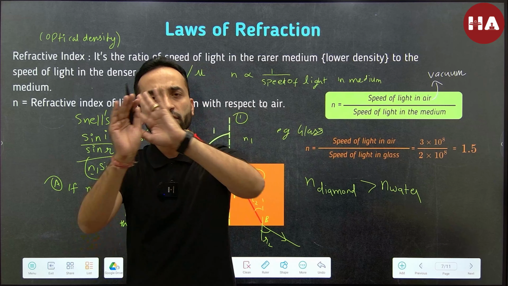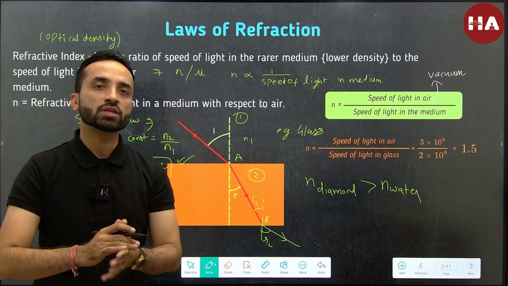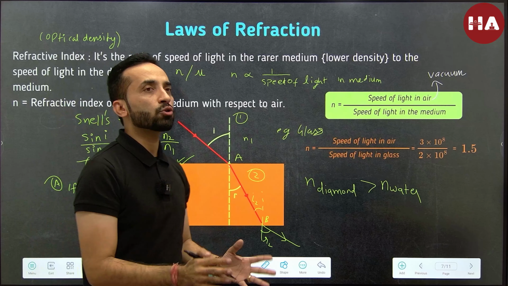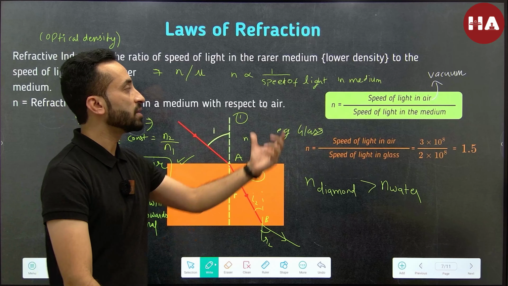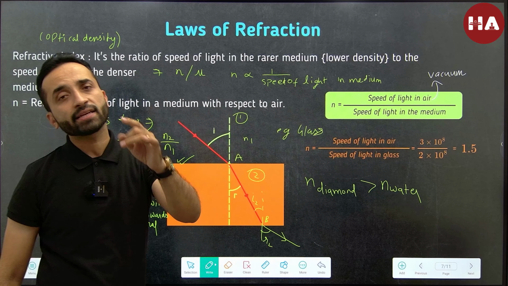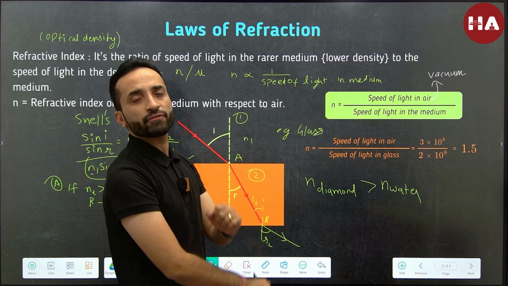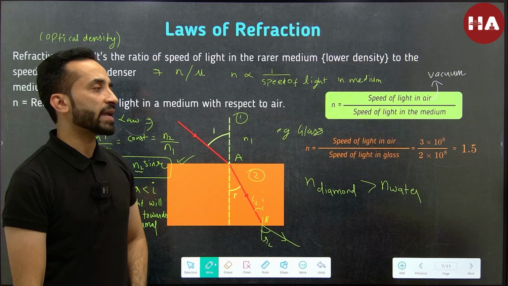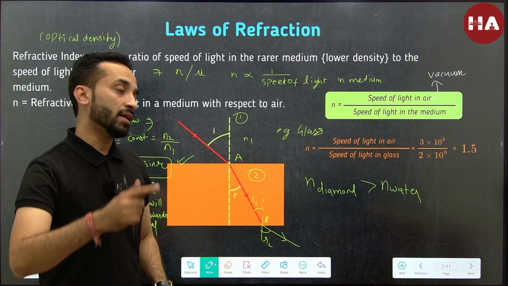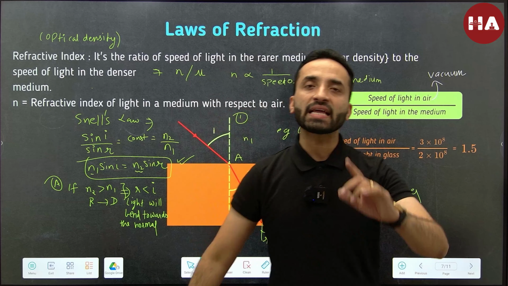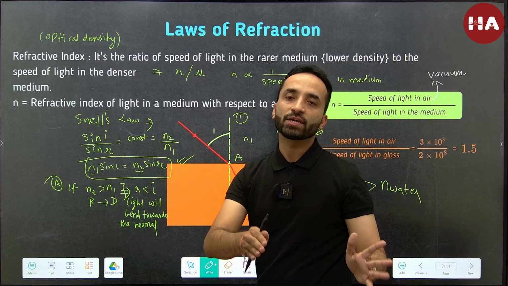Two things I will revise again because it is too much information in this one. First is how to define refractive index of a medium. It is the ratio of speed of light in air to the speed of light in medium. More the speed of light in medium, lesser the refractive index, lesser the speed of light in medium, more the refractive index. So if I say diamond has more refractive index, that means it has lesser speed of light and vice versa.